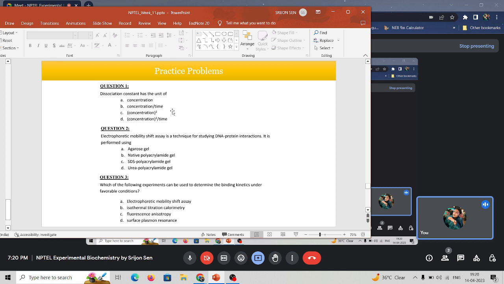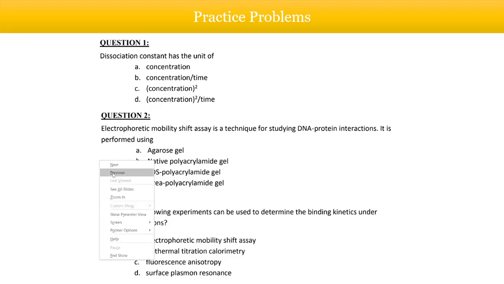Okay, so I feel there won't be any more students, so I can start discussing the questions. The first question is, your dissociation constant has a unit of. I have already mentioned in my slide that your dissociation constant will have a unit of concentration. So for the first one, your option A is right.